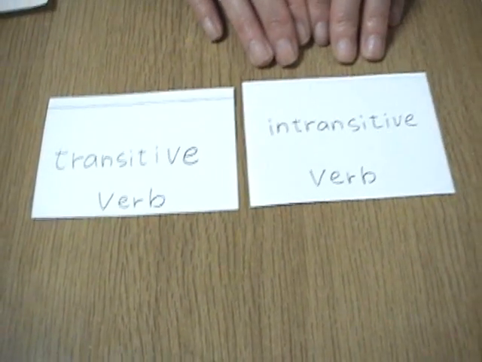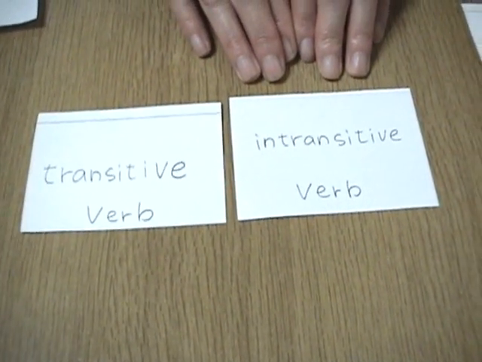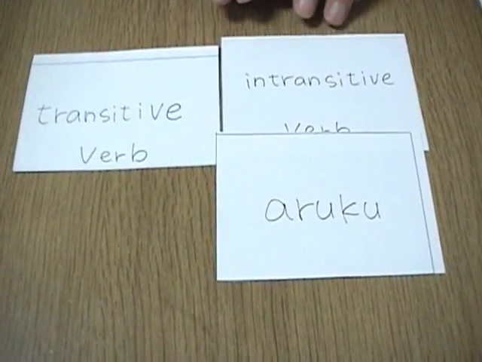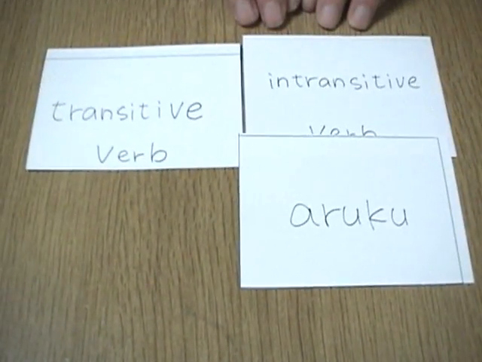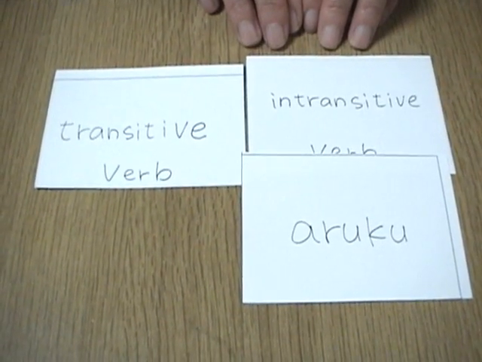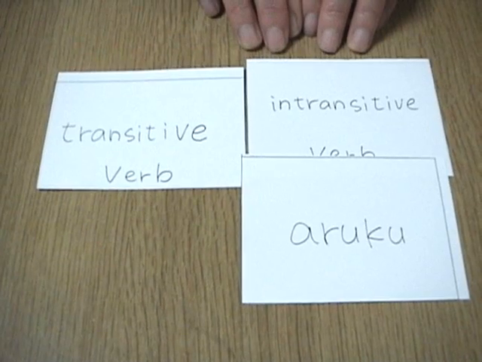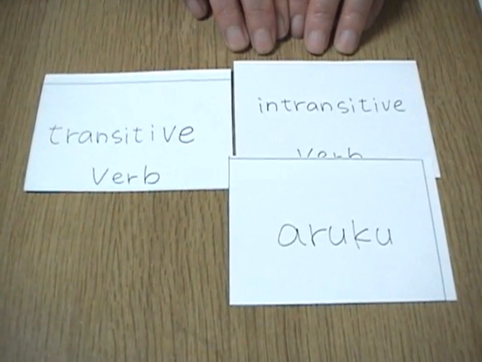Secondly, I will explain what an intransitive verb is. When you say 歩く, to walk, you yourself walk and you don't need something to act on. In other words, you don't need an object to make a complete sentence.